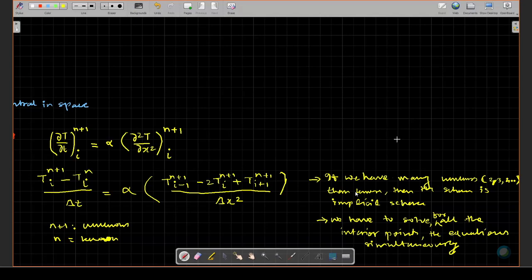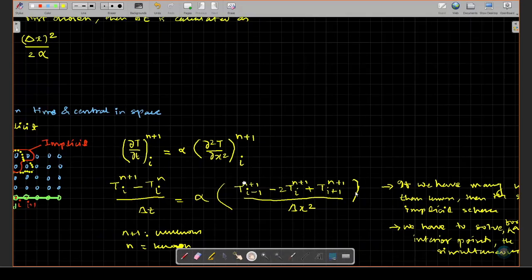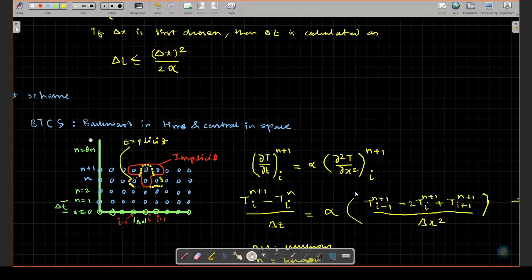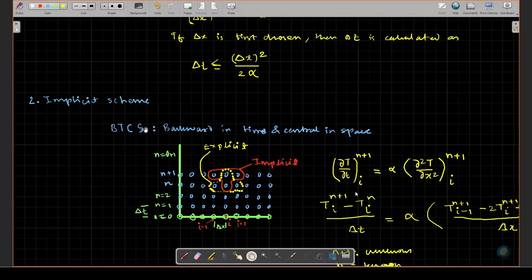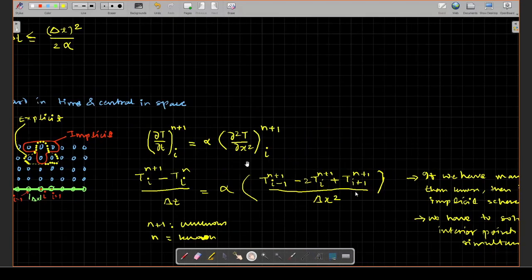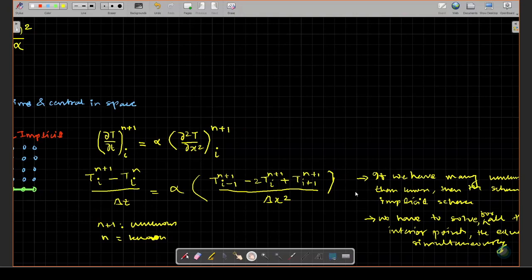So tomorrow we'll see implicit discretization using the scheme called BTCS, an implicit scheme. Whenever we say implicit scheme, you must say that it is BTCS. And FTCS means explicit scheme. For an explicit scheme, you have a stability limit, but for an implicit scheme, we do not have a stability limit. You can check. Those who want can do it as homework.